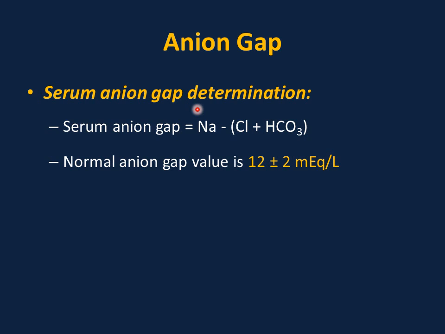How to calculate the non-anion gap? It is critical and very important to know how to do that. This can make a difference in the differential diagnosis and the management as well. The non-anion gap is the sodium minus chloride plus bicarb.